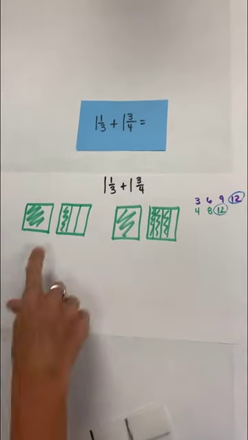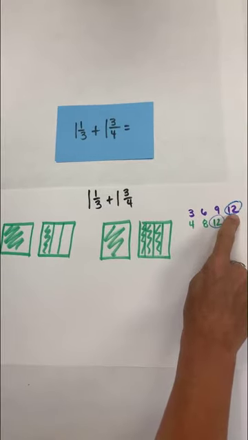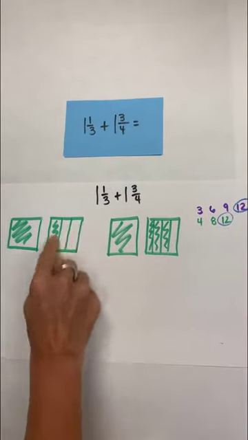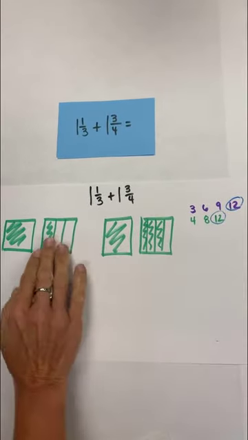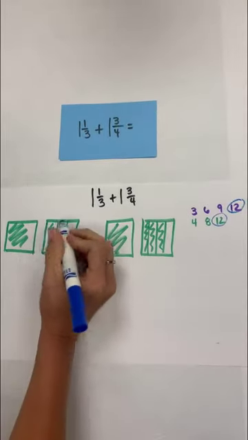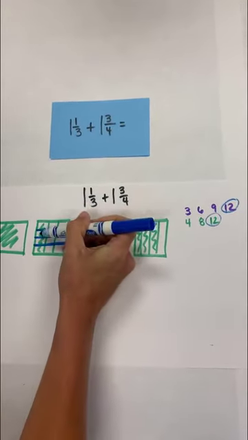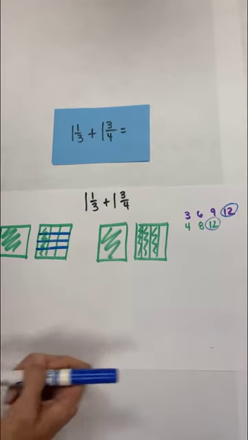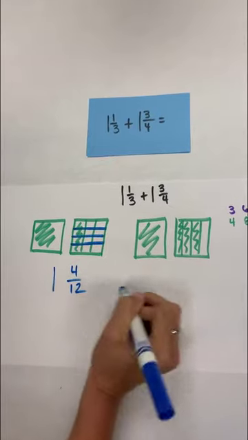So I have 1 1/3, and I need to think about if I want a common denominator of 12, then I need this to be broken into 12 parts. So if I think about it's the 4th multiple, then I need to break the thirds into 4 parts. So that would be 1, 2, 3, 4 parts there. All right, and so then I can see that that is 1 4/12.